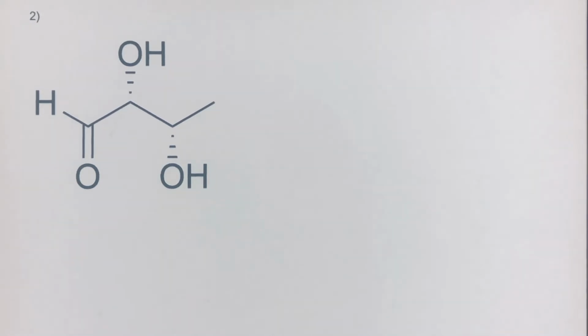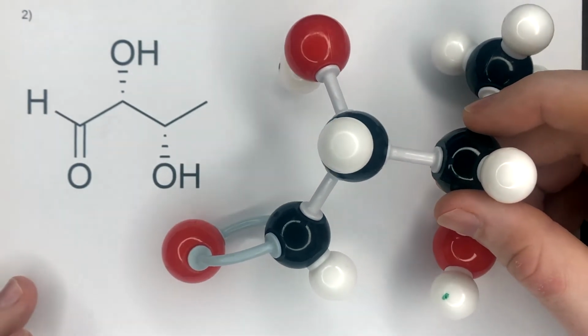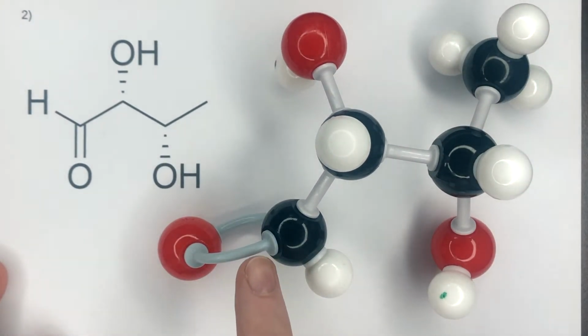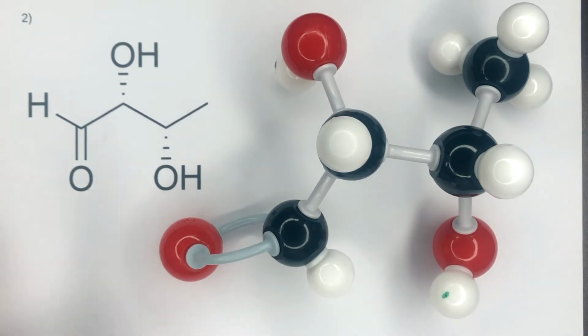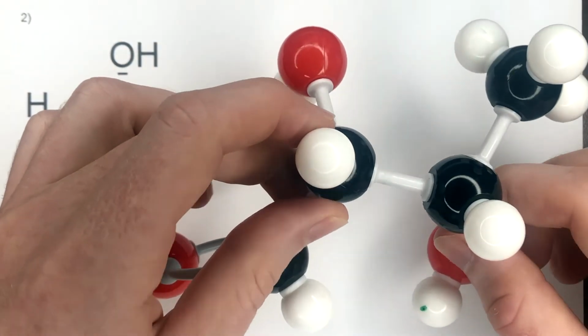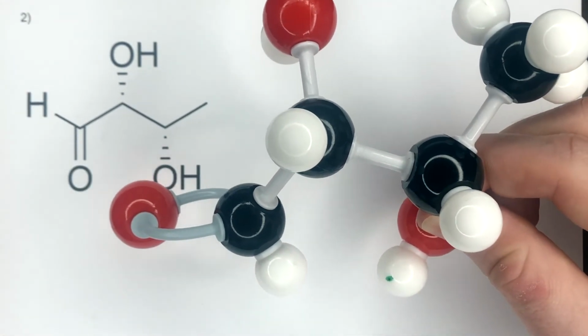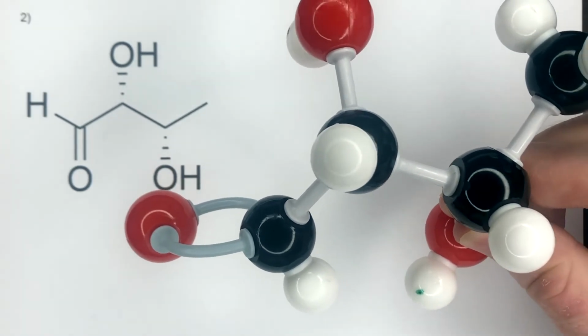All right, here we have another question. So again, I think it's best to always start with your molecular kit, your molecular model. So here we have our structure. Our carbonyl, that's the C double bond O here, and then the hydrogen on that carbon. Then this OH is in the plane like this, and this OH is in the plane like that, and then our methyl group is in the plane as well, up to the right.